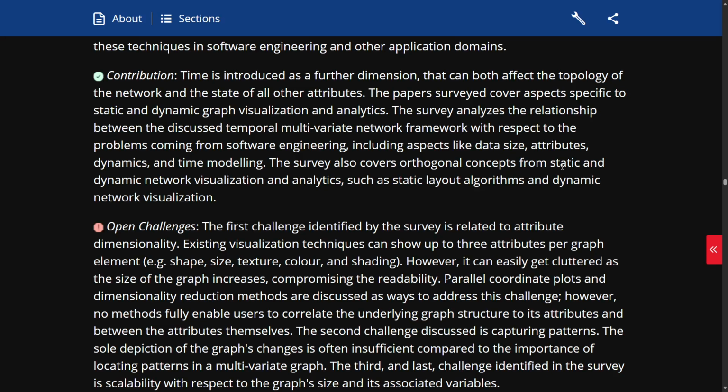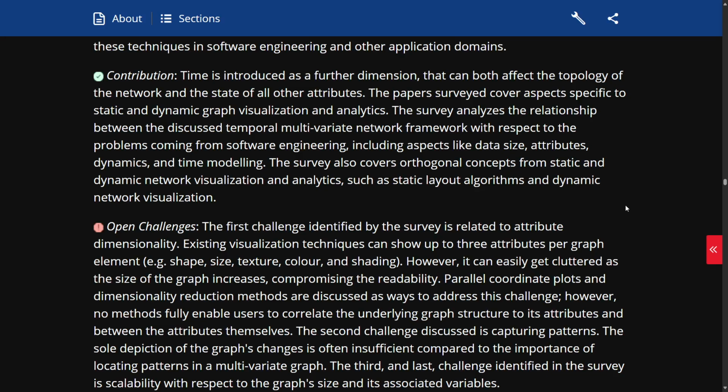The first challenge identified by the survey is related to attribute dimensionality. Existing visualization techniques can show up to 3 attributes per graph element, for example shape, size, texture, color, and shading. However, it can easily get cluttered as the size of the graph increases, compromising the readability. Parallel coordinate plots and dimensionality reduction methods are discussed as ways to address this challenge. However, no methods fully enable users to correlate the underlying graph structure to its attributes and between the attributes themselves. The second challenge discussed is capturing patterns. The sole depiction of the graph's changes is often insufficient compared to the importance of locating patterns in a multivariate graph. The third and last challenge identified in the survey is scalability with respect to the graph size and its associated variables.